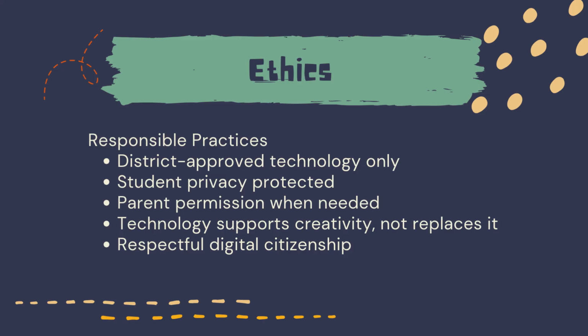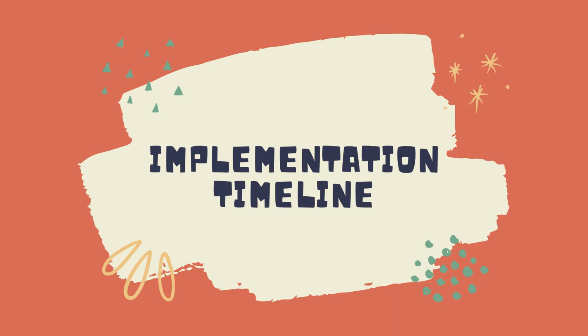AI would only be used as an accessibility tool to support students' creativity and not to replace the original artistic thinking and art making. Students will also learn responsible digital citizenship, which will include privacy, respectful communication, and of course, academic honesty. In order to put this plan in place, I've created a timeline on how we can make that possible.